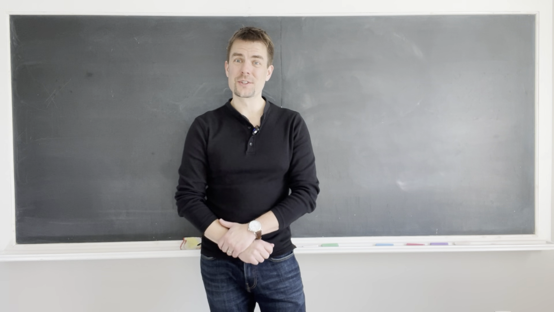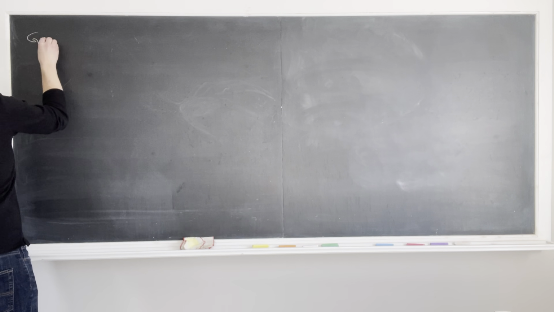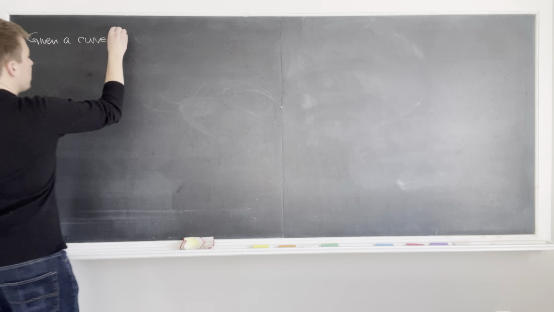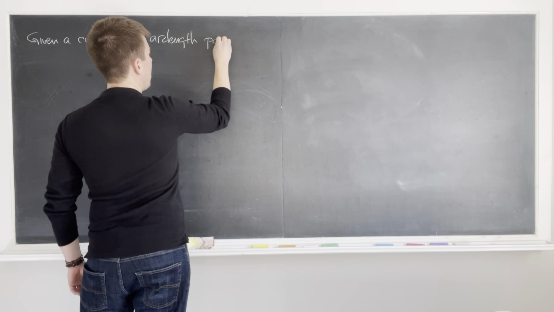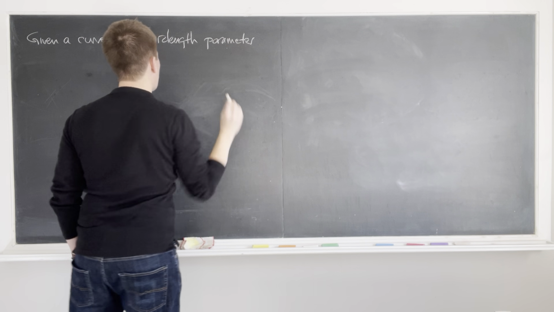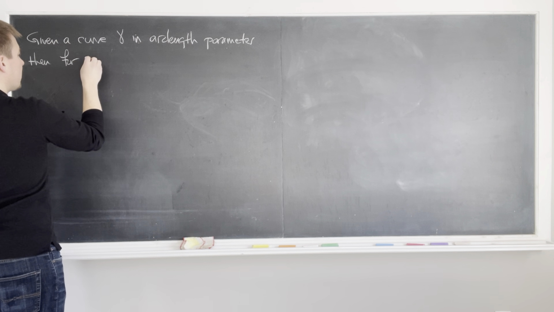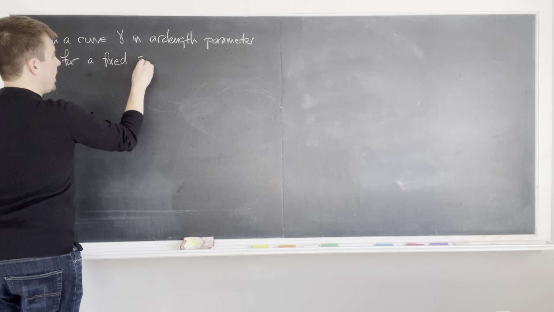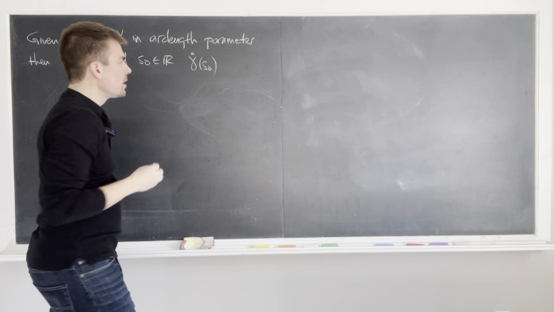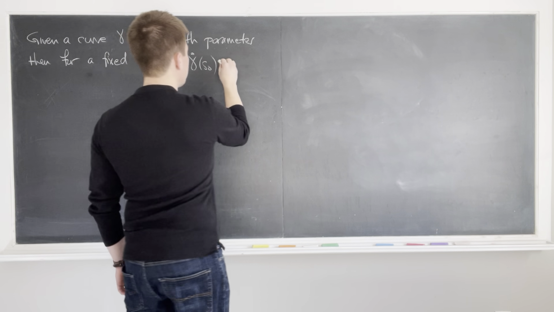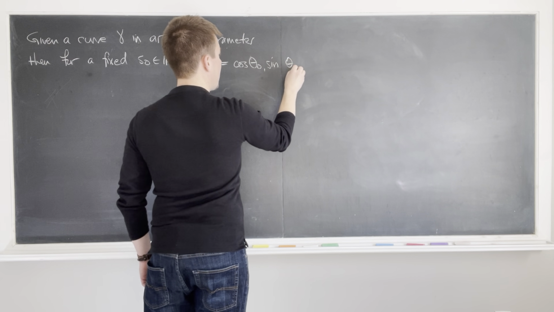Hello students, in this video we'll discuss the turning vector of a curve in arc length parameter. Let's be given a curve gamma, an arc length parameter, then for a fixed S0 in R, we know that gamma dot of S0 is a unit vector because it's an arc length parameter. Therefore, this has to be equal to cosine of some theta 0 and then sine of some theta 0, right?